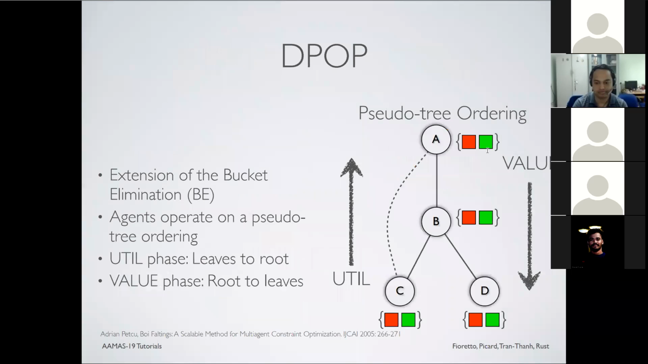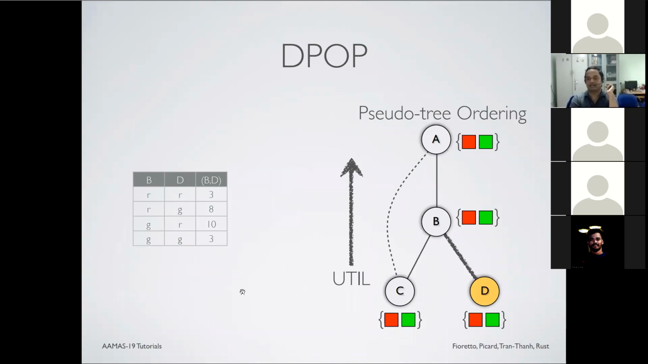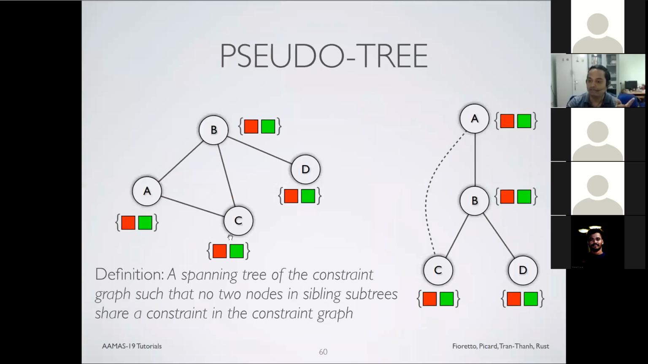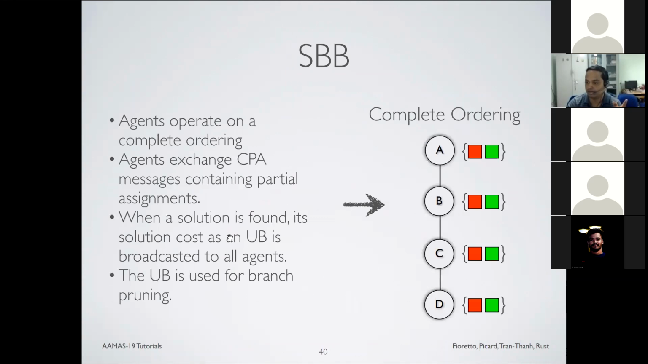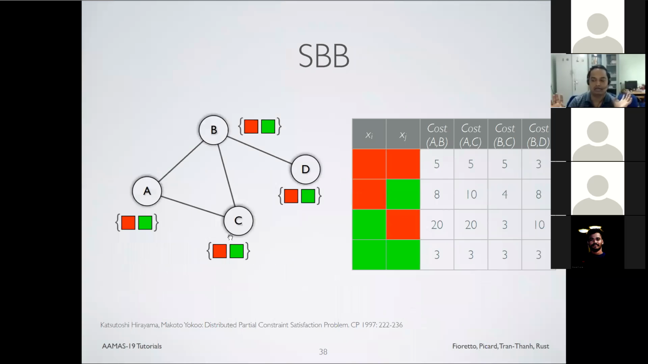So utility phase: leaves to root. Value phase: root to leaves. So take this example, this is my tree and this is the pseudo-tree of the given tree, and the utility values are already given. So we are taking the same values, this table.